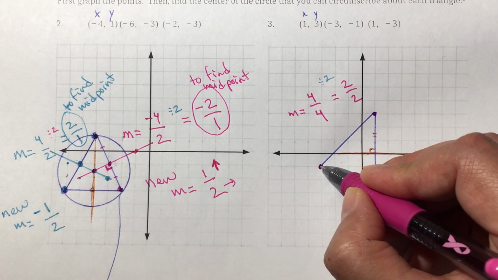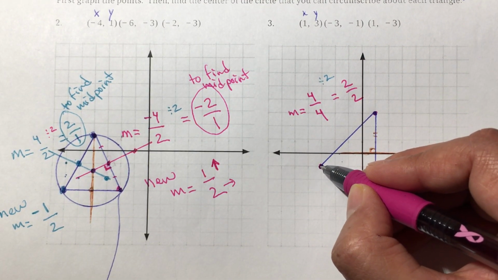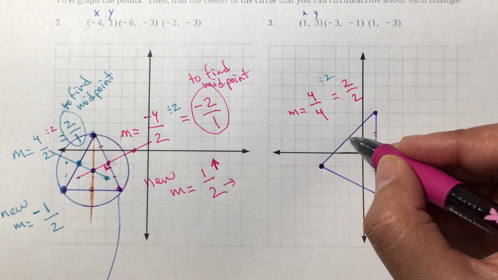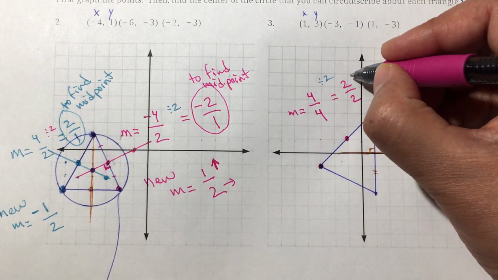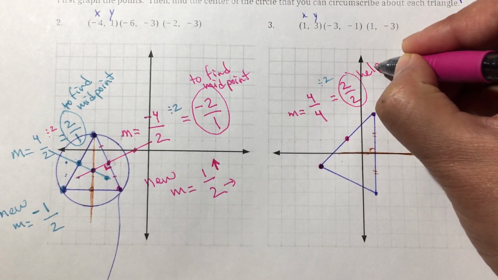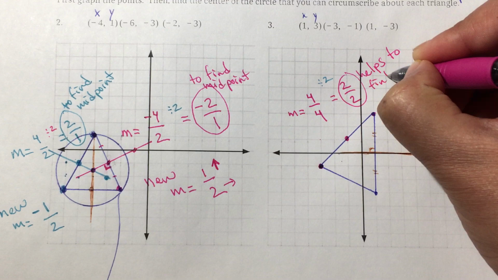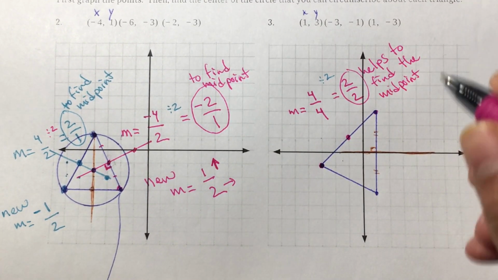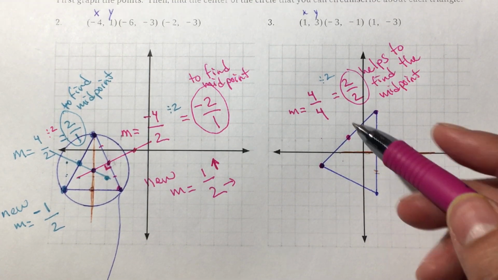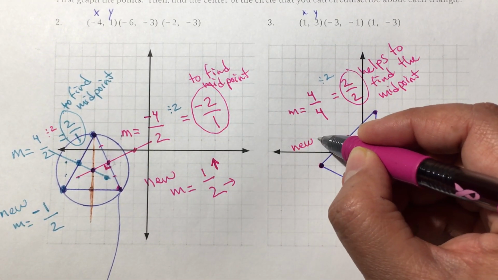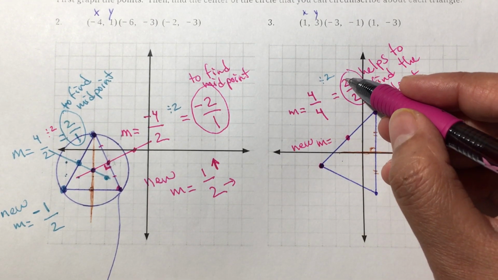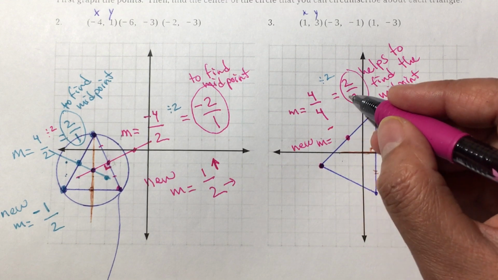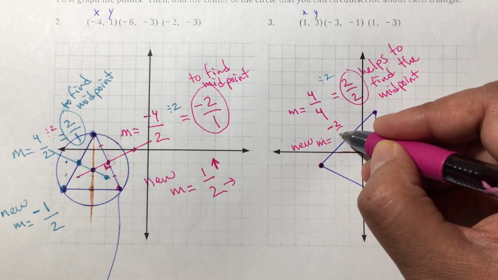So again, I go back to the point on the left, and I count 1, 2, 1, 2. That's my midpoint, okay? This helps me find the midpoint. And so from there, I'm going to do the new slope. The new slope is going to be the opposite, which is if it's positive, then it's now going to be negative, and 2 over 2 is just 2 over 2 again.